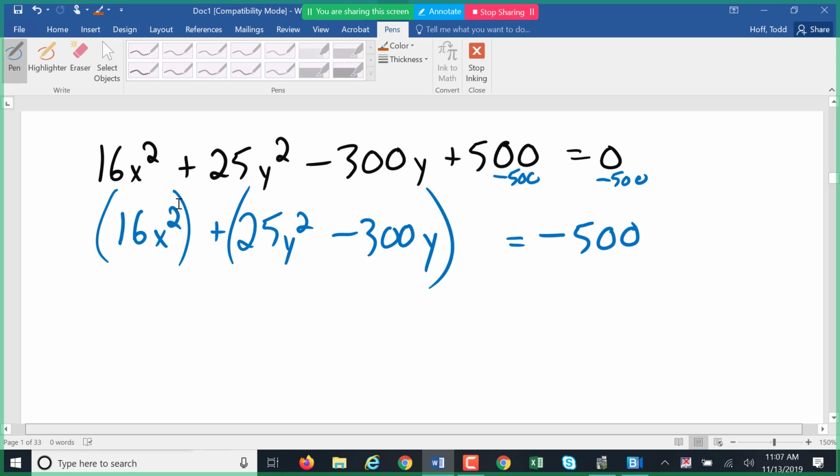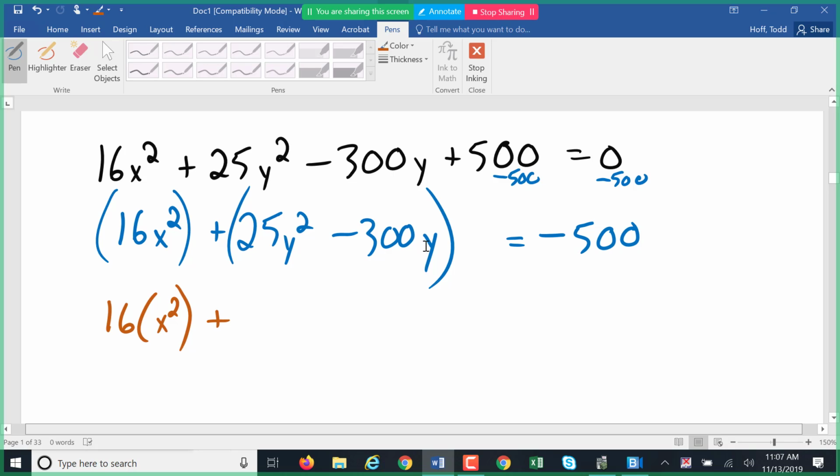The 16x squared, well, I'm going to write it as 16 outside the parentheses with the x squared inside. There's nothing to do there to complete the square. That's already x squared, a perfect square, since there is no x term. x squared is already a perfect square.